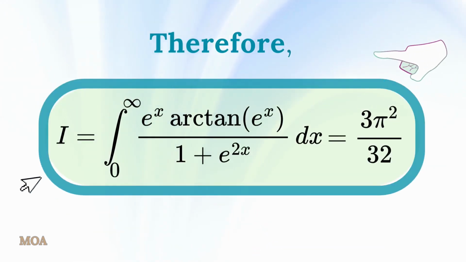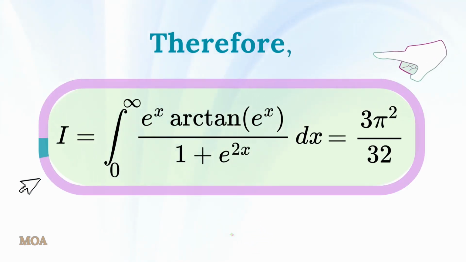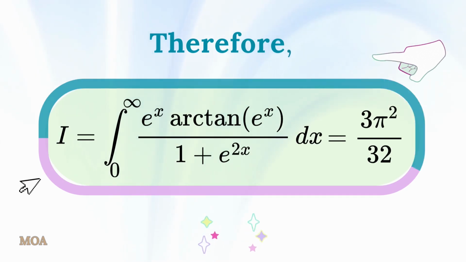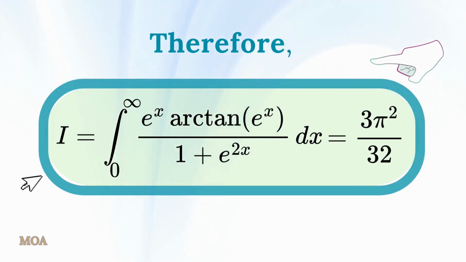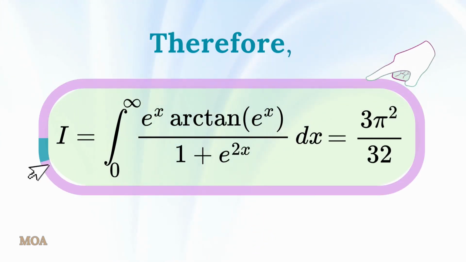Therefore, the definite integral from 0 to infinity of the quantity e to the power of x, multiplied by the arctangent of e to the power of x, all divided by 1 plus e to the power of the quantity 2x, with respect to x, equals 3 pi squared over 32.